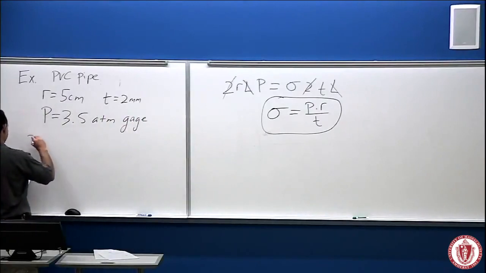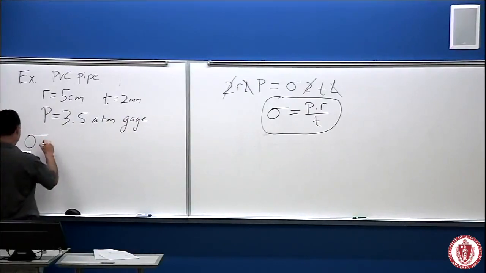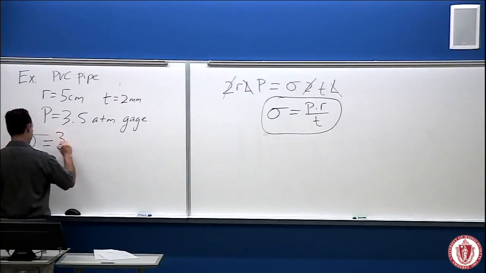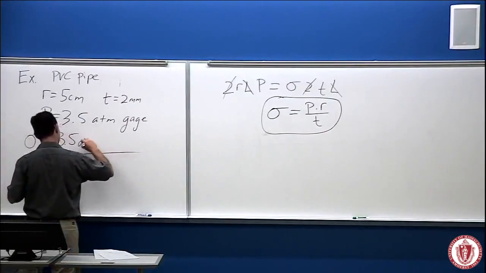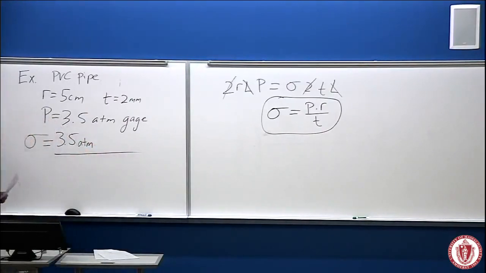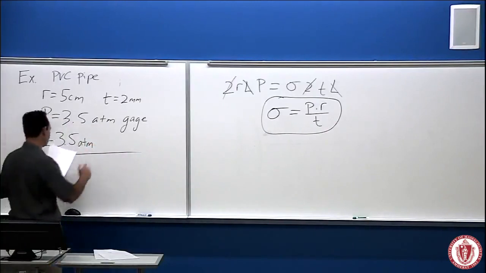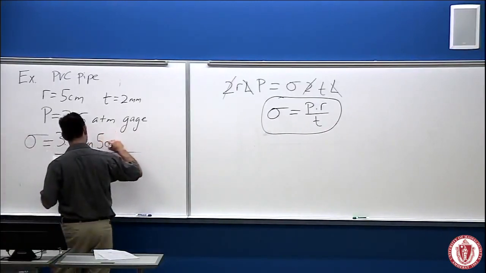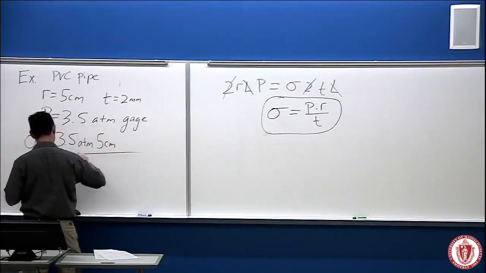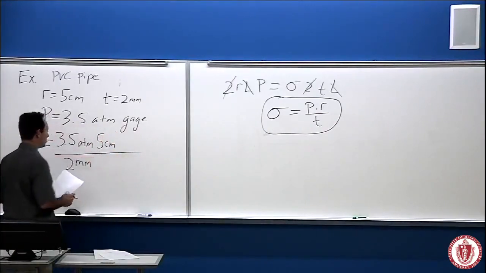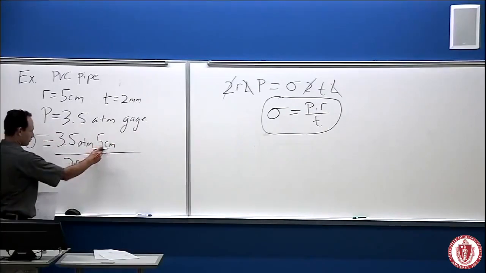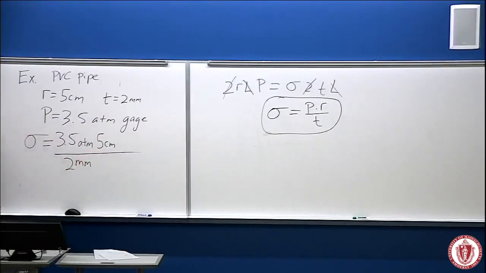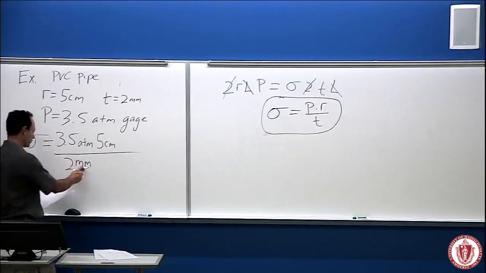Now, if you remember from our discussion of units, you'll understand what I'm doing here as I convert. And I'm going to keep track of the units here the whole way. So 3.5 atmospheres times 5 centimeters over 2 millimeters. Now, these are both lengths, and if they were measured both in centimeters, those centimeters would cancel. So let's convert this to centimeters.